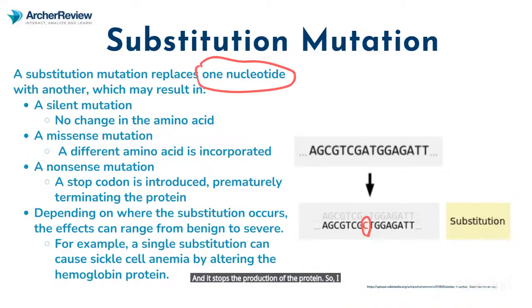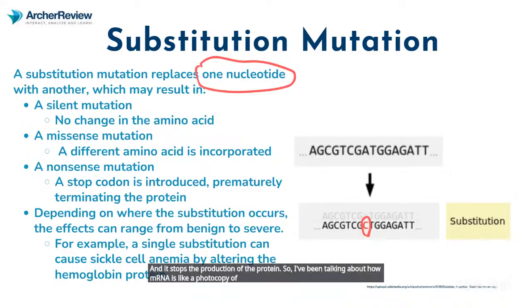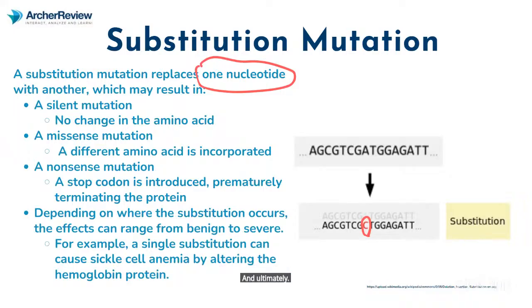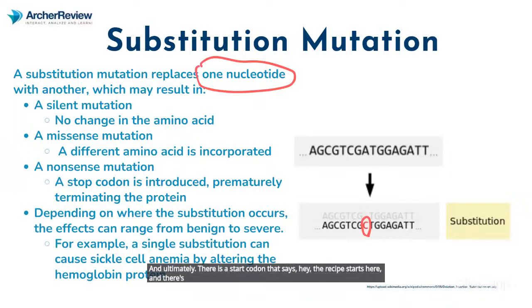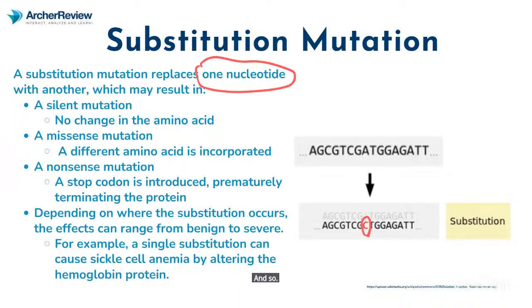So I've been talking about how mRNA is like a photocopy of the protein recipe. And ultimately, there is a start codon that says, hey, the recipe starts here. And there's a stop codon that says, hey, the recipe ends here. And so a nonsense mutation might throw in that stop codon in the middle of the protein production. And that's what that means.